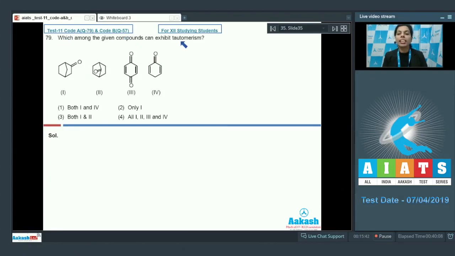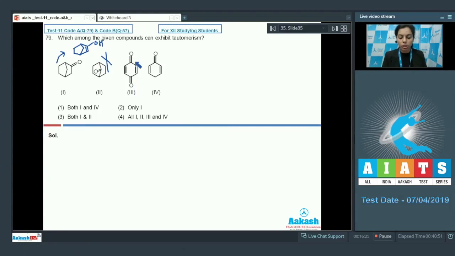Which among the given compounds can exhibit tautomerism? So if I talk about tautomerism, there should always be an alpha hydrogen atom, alpha to the carbonyl carbon, you know that. And if I talk about the first compound, in this case, this compound can be tautomerized this way because it has alpha carbon this and hydrogen comes here to give you this tautomer. After that, if I talk about the second compound, the double bond cannot exist here at the bridged carbon. So this structure is incorrect, it cannot tautomerize.